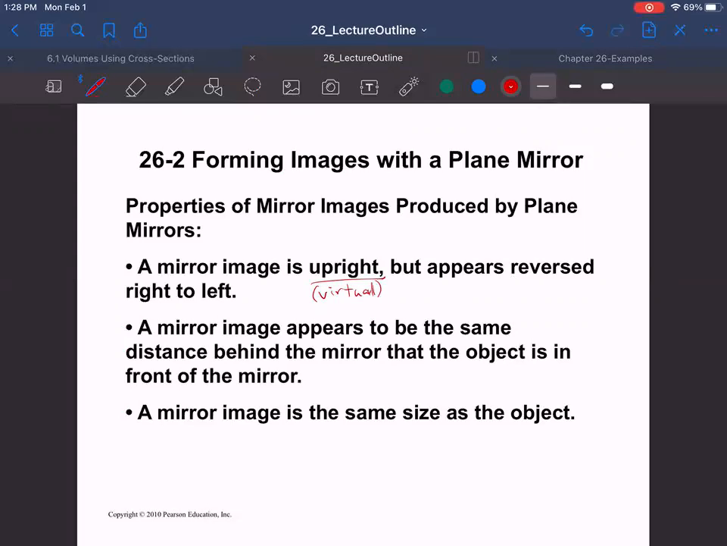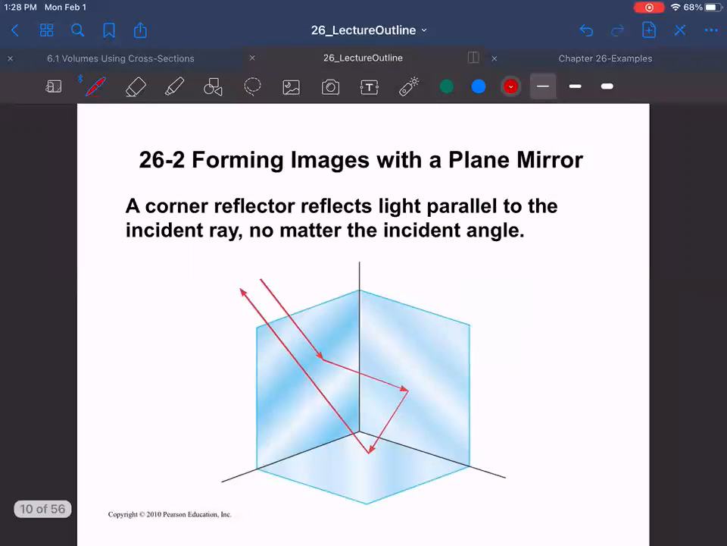A mirror, unless you have multiple mirrors or multiple lenses, if it's just a single mirror, virtual images are upright. A mirror image appears to be the same distance behind the mirror that the object is in front of the mirror. We already talked about that. And a mirror image is the same size as the object. We already talked about that. But start thinking upright means virtual.